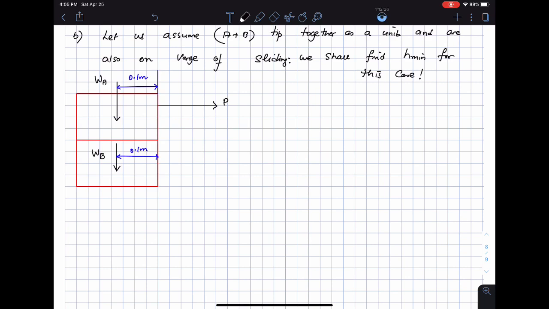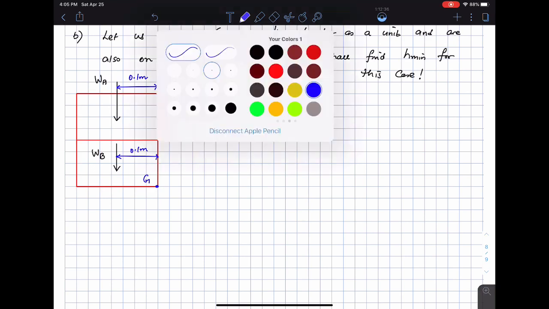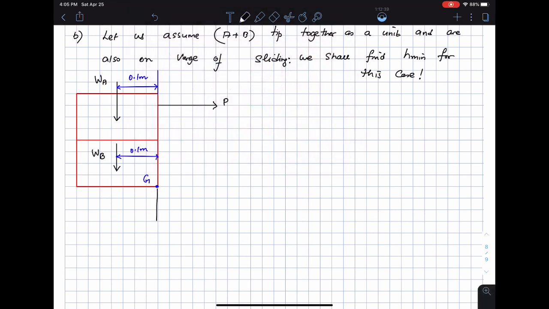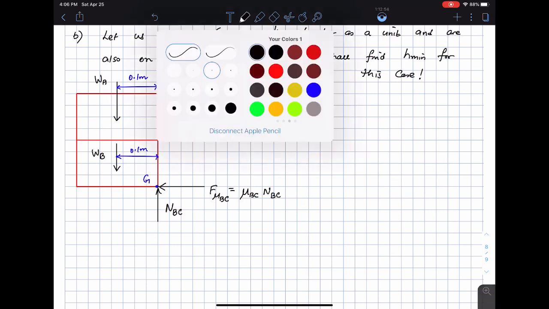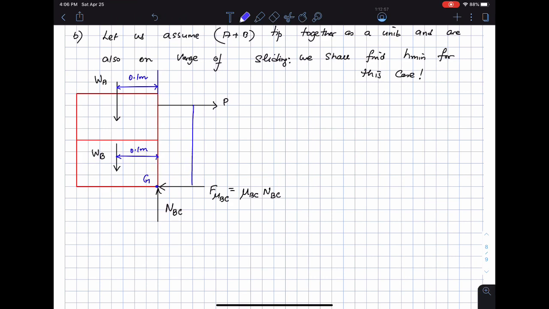Now I'm going to call this point the point G, because I know the location of where the normal force is going to be acting for this bar here. So this I'm going to call NBC, and then this is F mu BC. And I know that F mu BC is mu BC times N BC because it's on the verge of sliding. And then I'm going to call this height H minimum for case B, which is the situation that I'm considering. So H minimum for B.